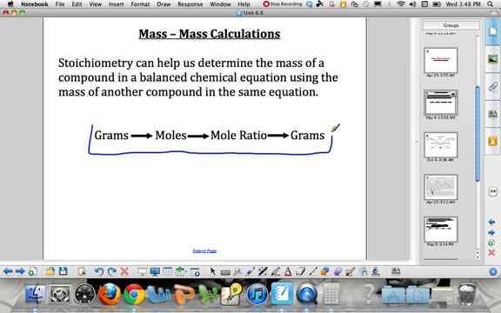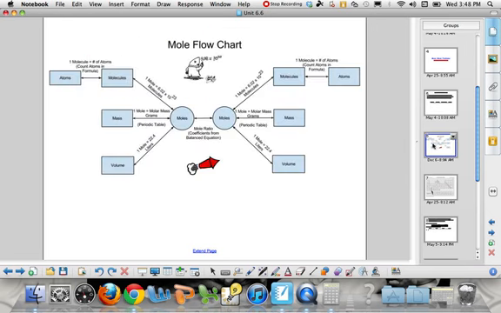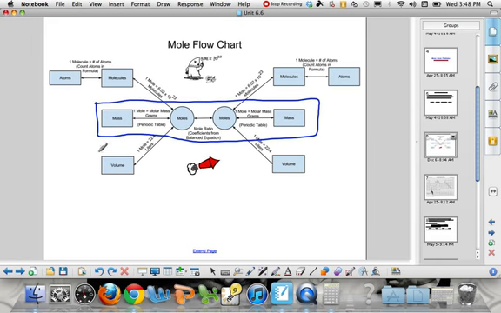We're going to take the grams of one substance and change it to moles. We'll take the moles of that substance and change it to moles of another substance, and then we'll change that to grams. Where are we looking at in terms of our flow chart? Well, this is the area that we're going to be focusing on. We're going to start with the mass of one substance and change it to a mass of another substance.